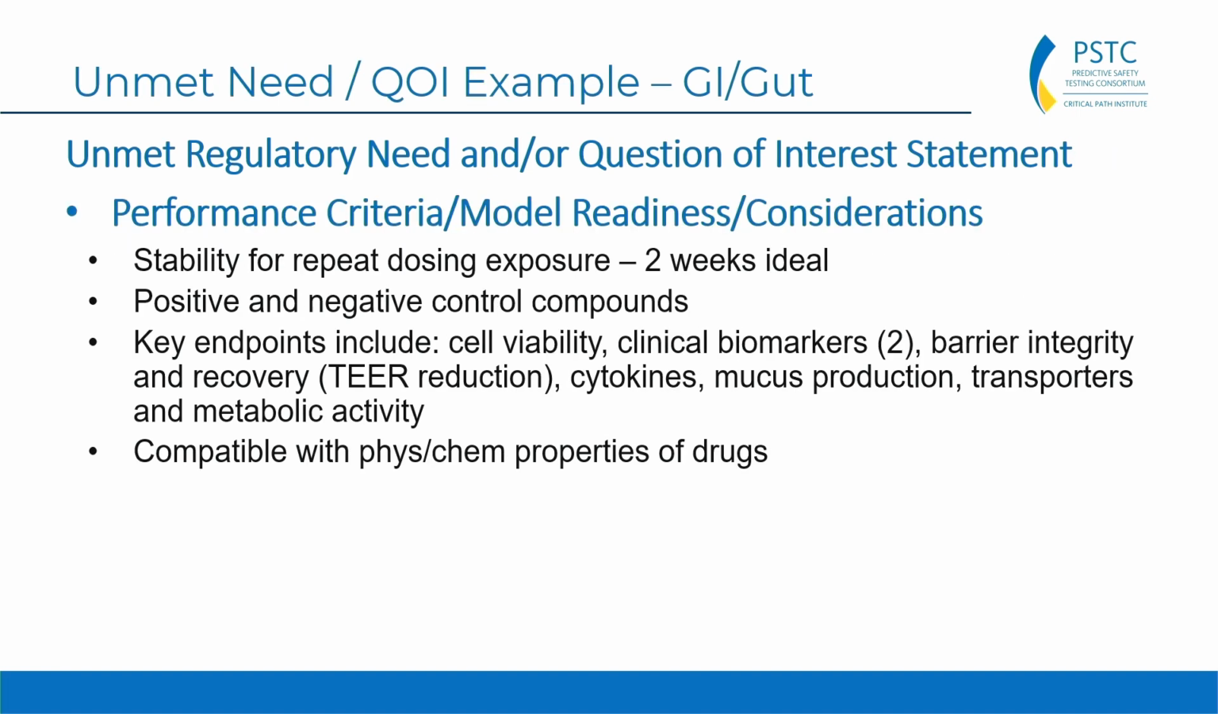So we thought quite a lot about what the performance criteria for one of these models would be to model the GI tract. There are obviously multiple areas of the GI tract that would potentially need to be modeled. One of the key criteria that came out was the need for stability. The GI tract, I know, is rapidly turned over in a human, so we would need a model that has some stability, which would potentially enable it to be turned over.